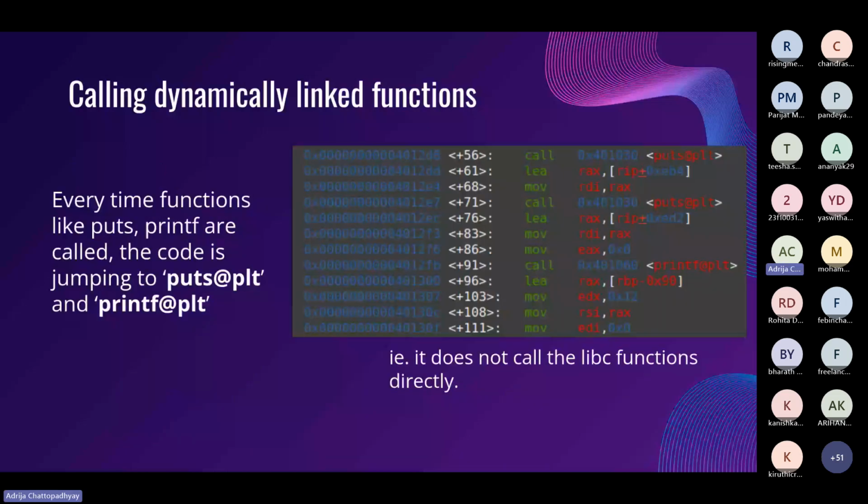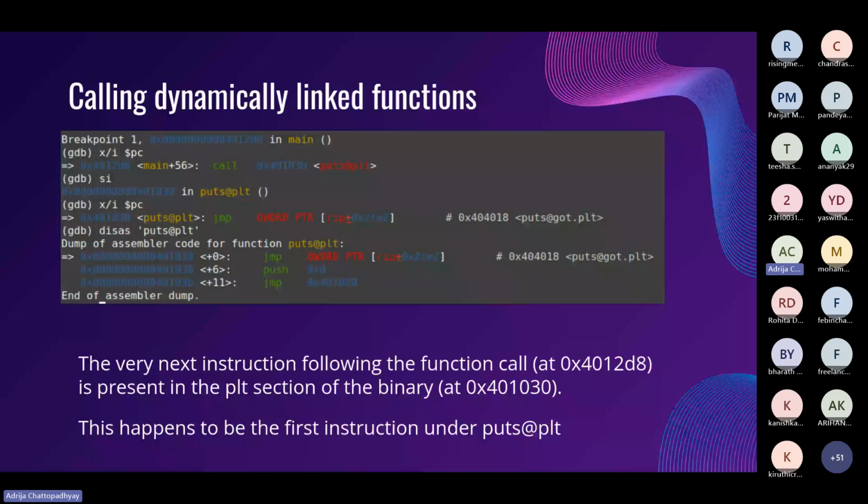So, printf@plt, stuff like this. You see in the image, this is probably the disassembly of the main function on GDB. You'll see puts@plt. So it doesn't call puts exactly. It calls puts@plt. Then it jumps to the PLT part of our binary. The instruction following the function call is present in the PLT section of the binary.